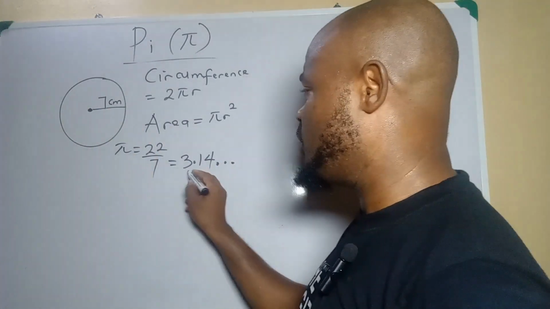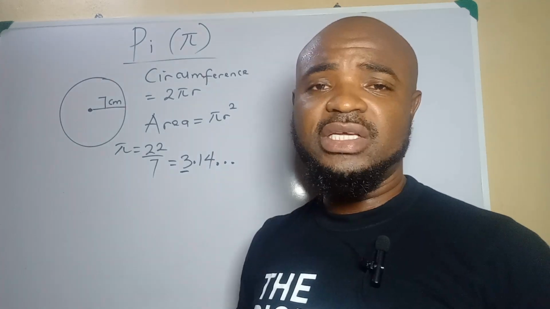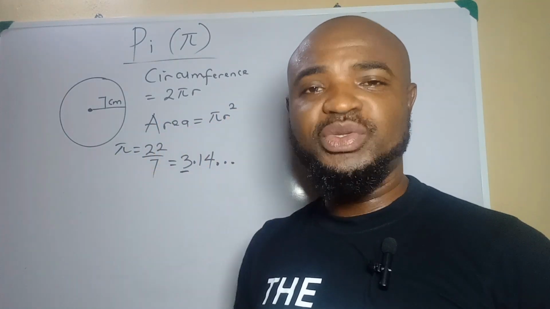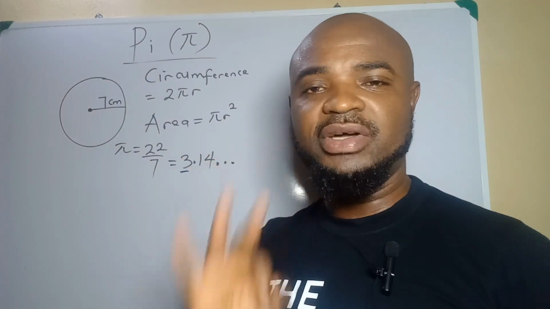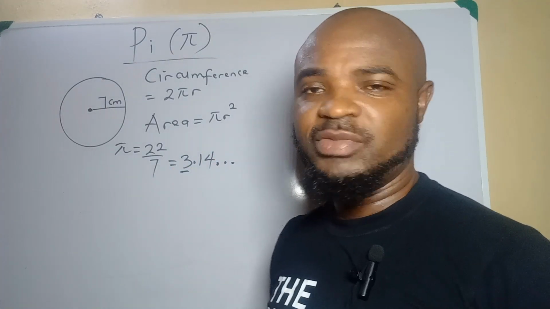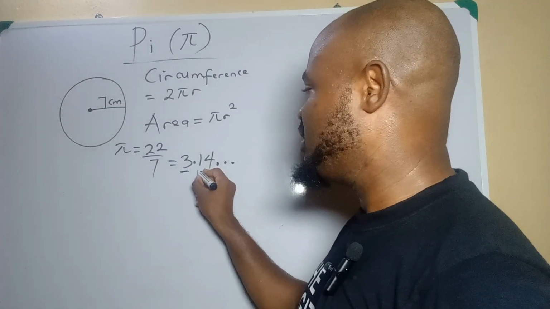Alright, so please take note of 3. The month of March is the third month of the year. So we celebrate pi every third month of the year. And on which day? 14. And that's why we pick the 14.